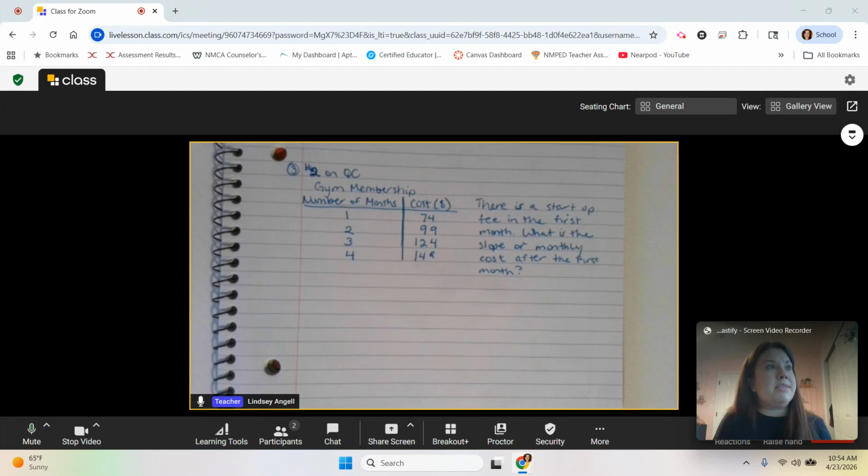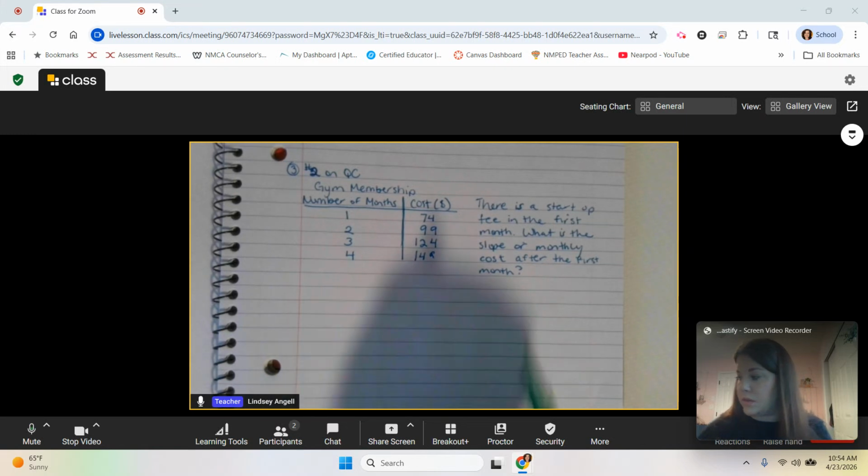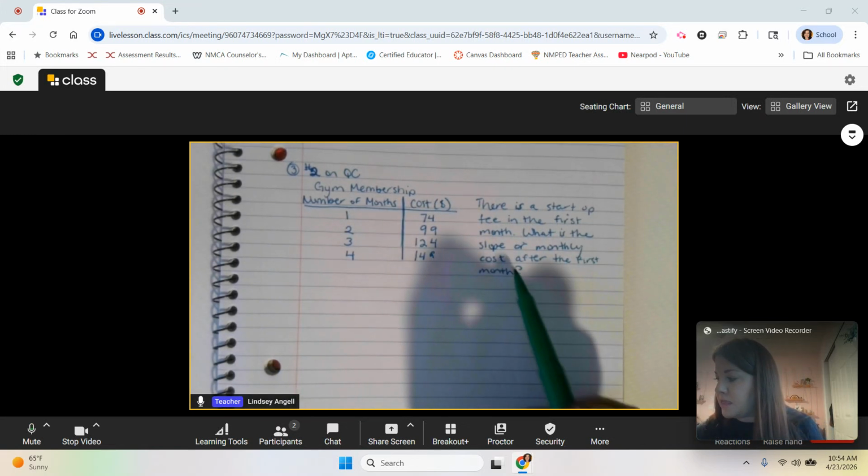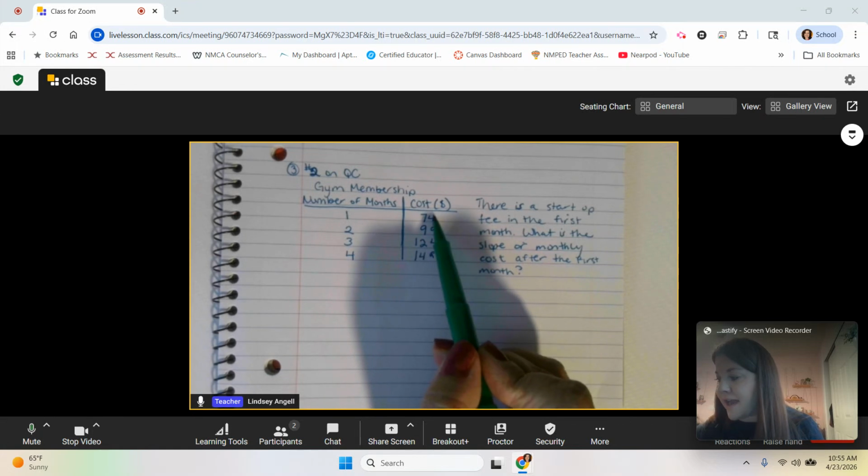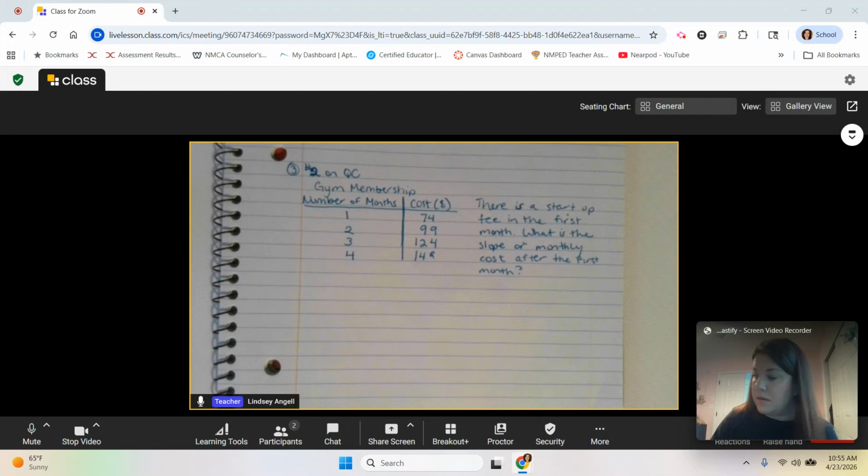With number 3, this is number 2 from your quick check. It says there is a startup fee in the first month, and I didn't write the whole thing down. Let me read it from the actual lesson. The table below shows the cost for a gym membership at the local fitness center with an initial startup fee charged in the first month. Find the slope or monthly cost. So the monthly cost after that first month, okay?